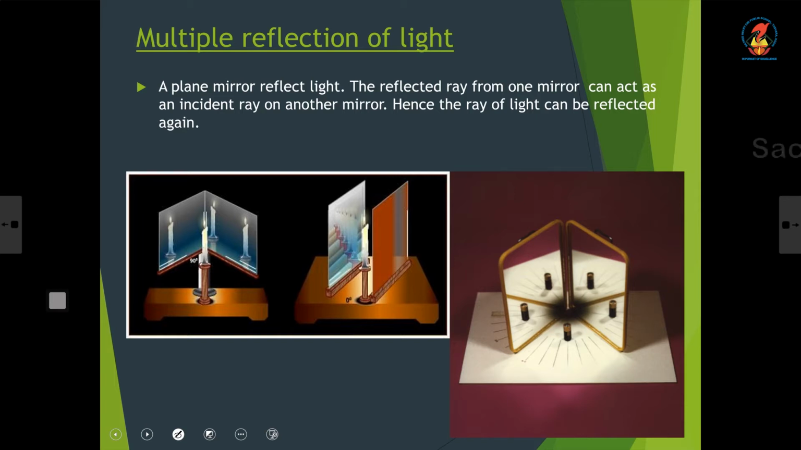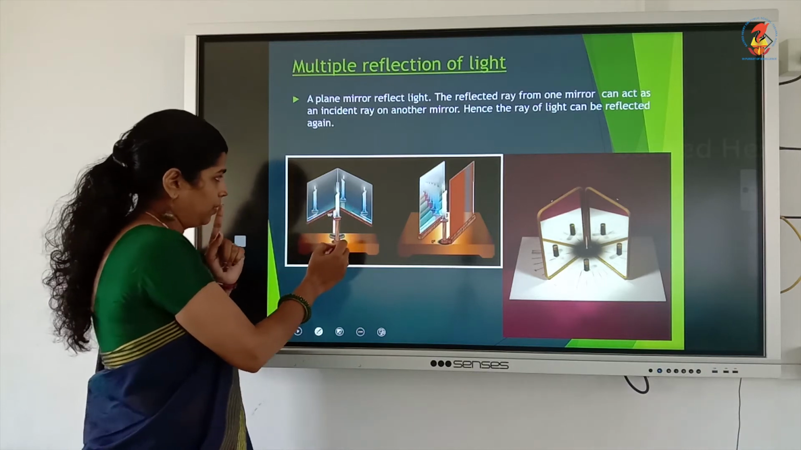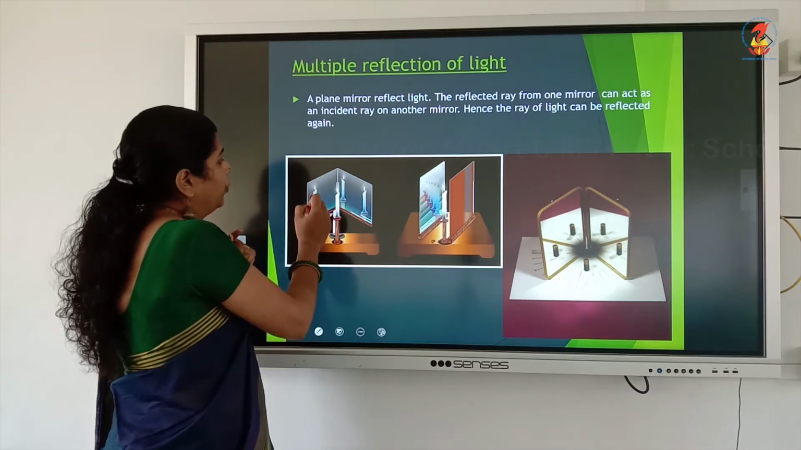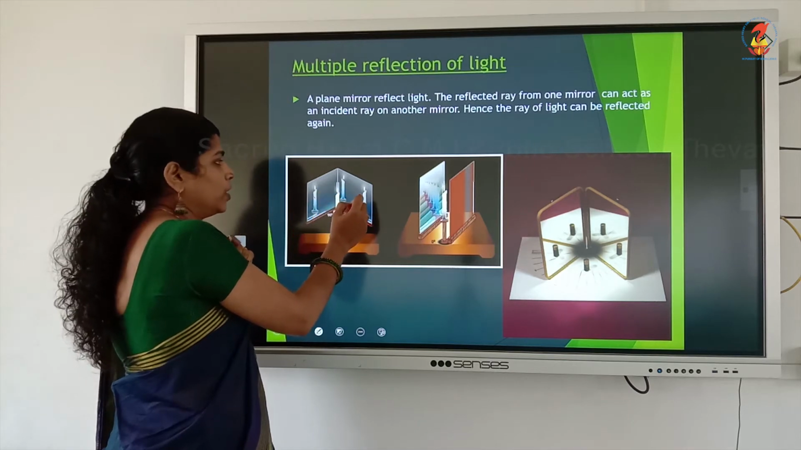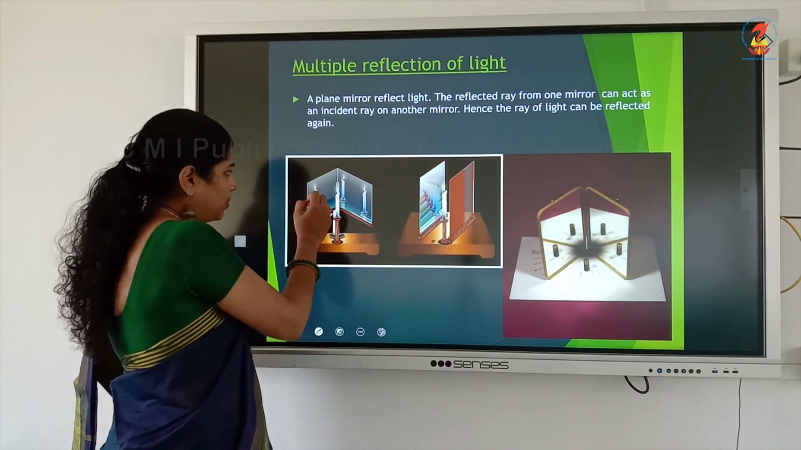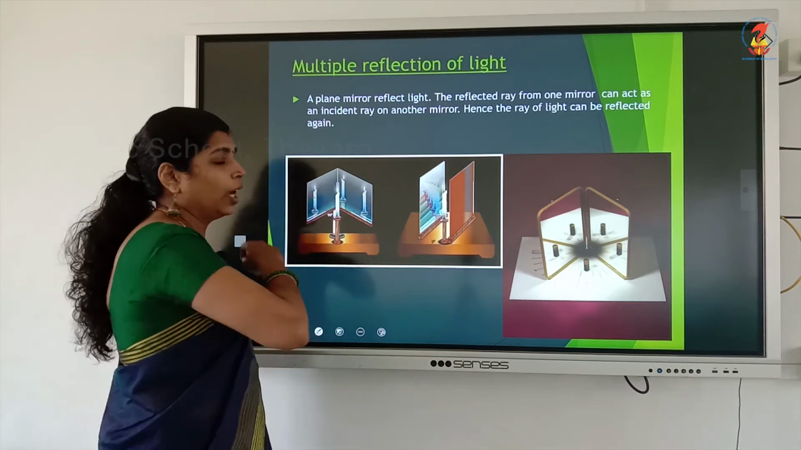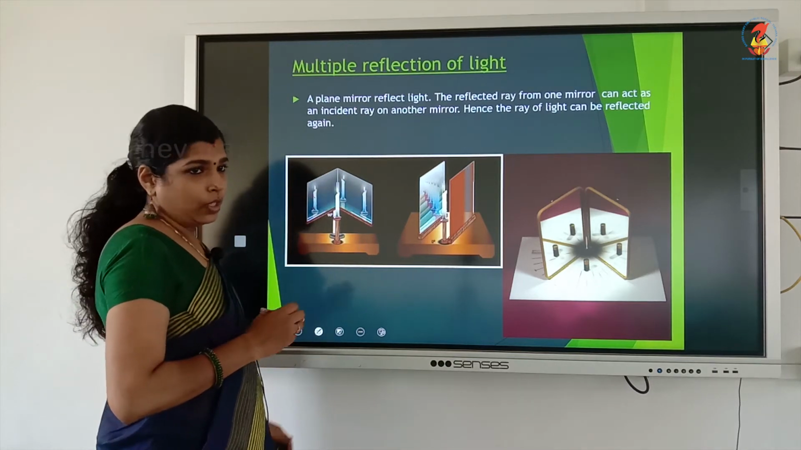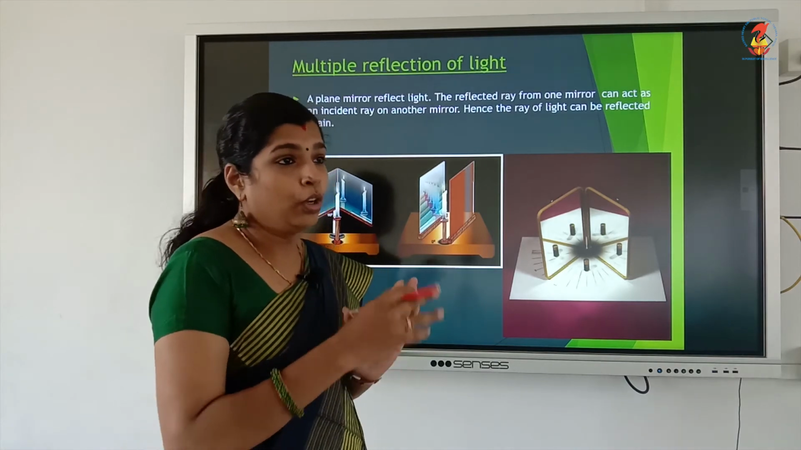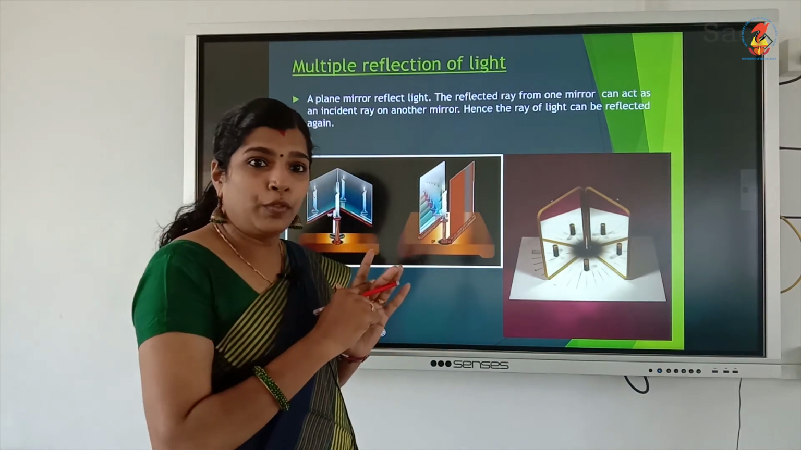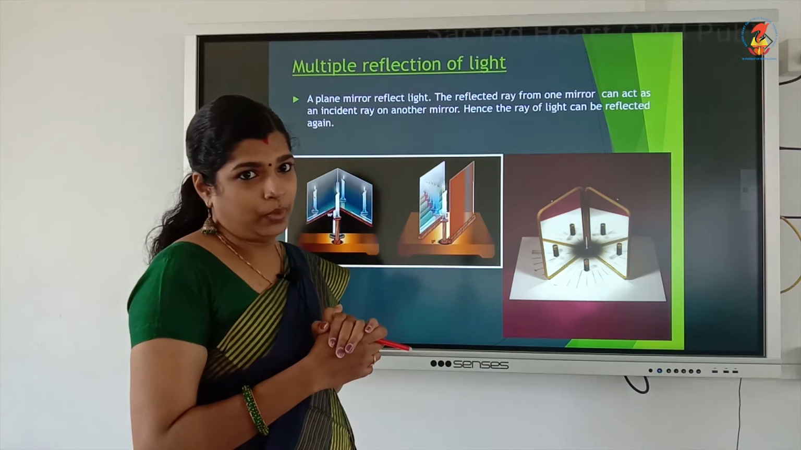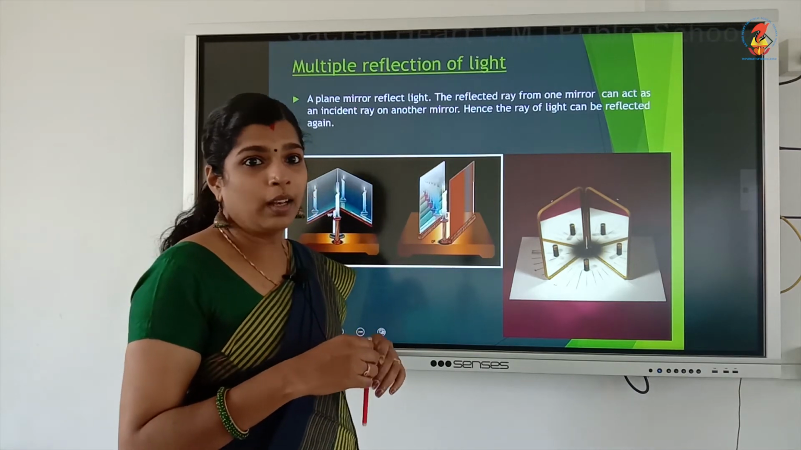Here, two mirrors are there and an object is placed here. Light from this object falls on this mirror, and from this mirror the reflected light reaches the other mirror. The image formed by the object on the first mirror will act as the object for the second mirror, and again reflection will take place. That is known as multiple reflection.